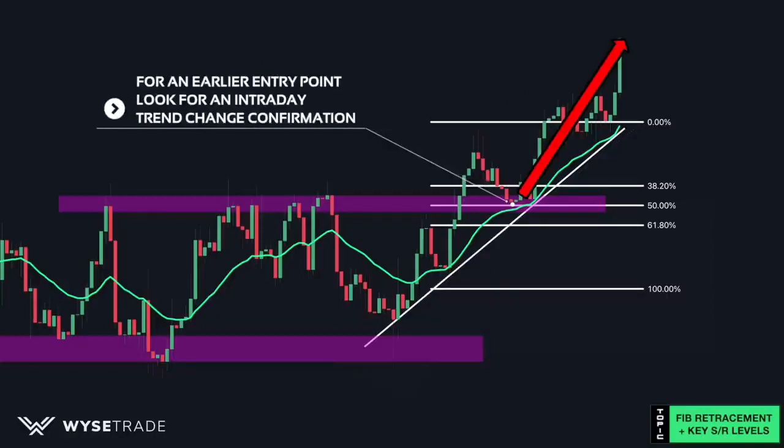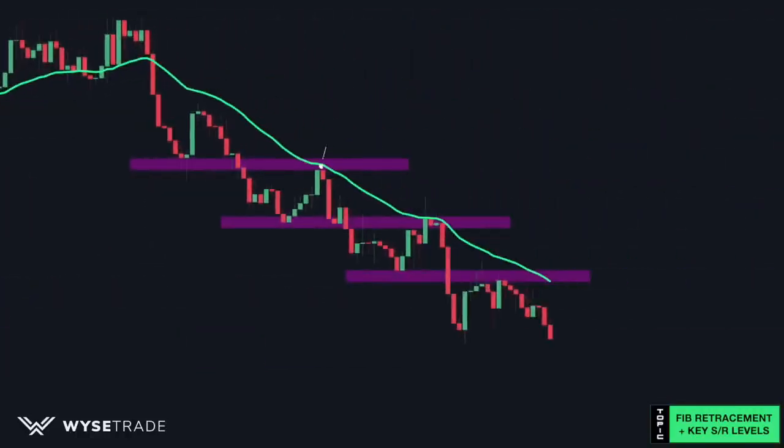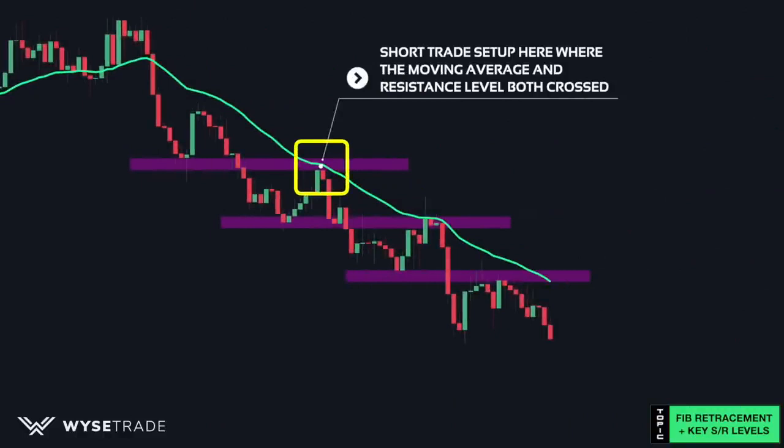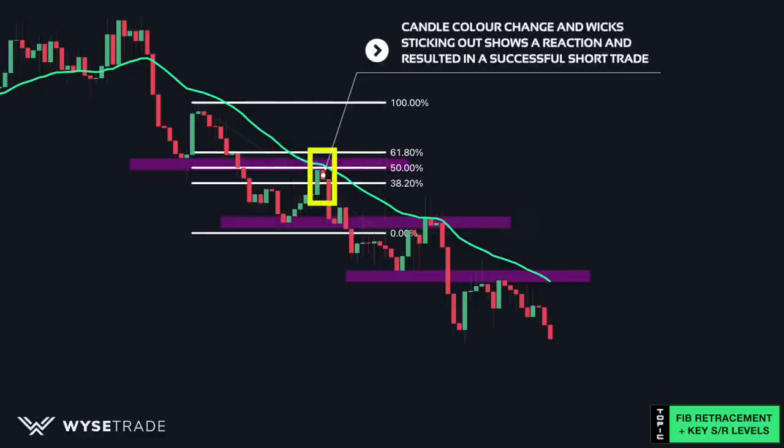Now, going in the opposite direction in a downtrend. You had a short trade setup here where the moving average and key level both crossed. This is also where the 50% fib level lined up. You had a candle color change and wicks sticking out and created a successful short trade.